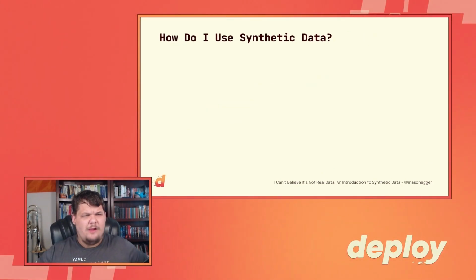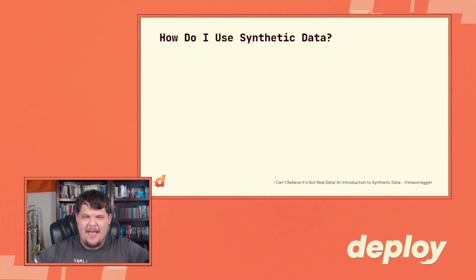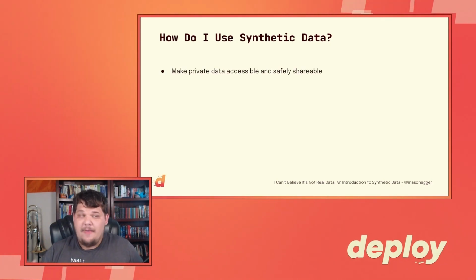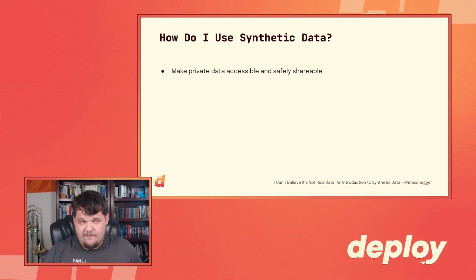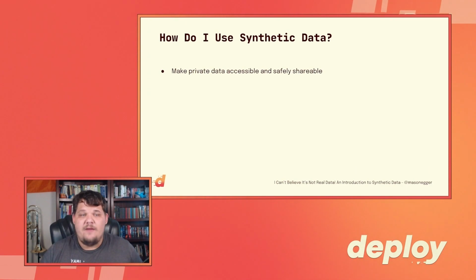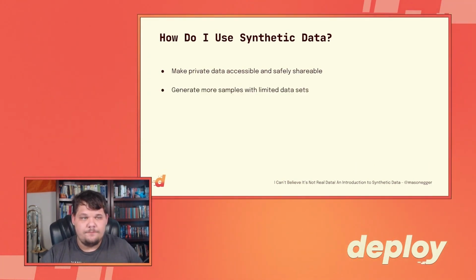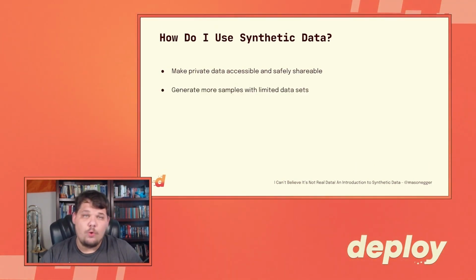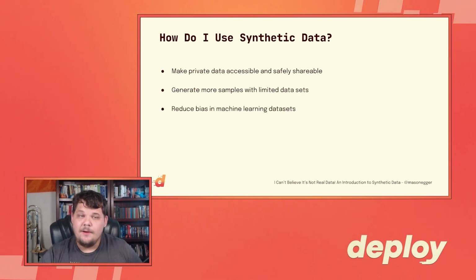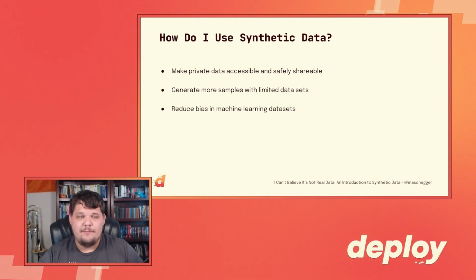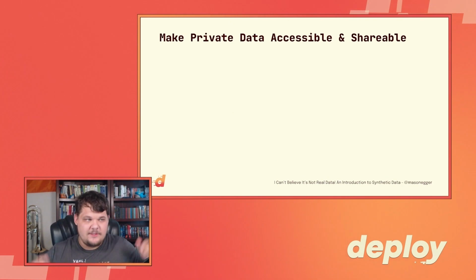So you may be wondering, how do I use it? What are some of the ways I can use it for those purposes? There are 3 really good examples that I'm going to give you today. The first one is making private data accessible and safely shareable. The second one is generating more samples with limited data sets. And the third one is reducing bias in machine learning data sets. So let's talk about these.